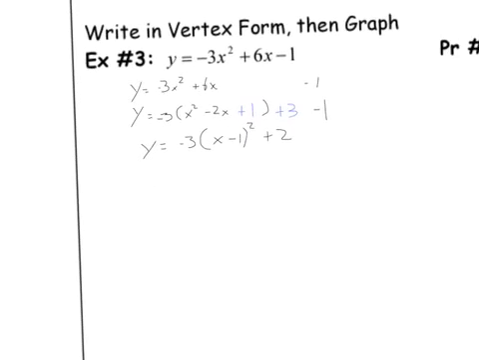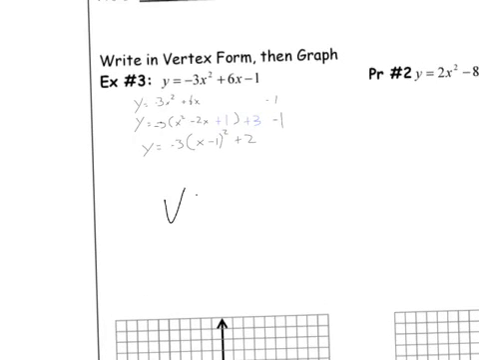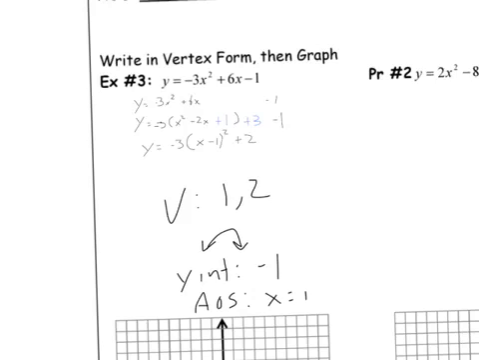So we got a vertex. Maybe I want to write that. Our vertex is 1, 2. We know this thing is going to open down. We know that it has a y-intercept of negative 1. And we know that it has an axis of symmetry of x equals 1. So now let's put all this together. This is what we mean by analyzing a graph.